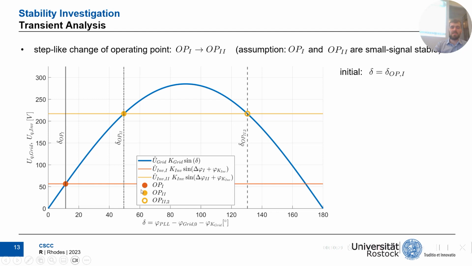So now this is the same diagram, but now we are considering a step of the operating points. At first, we are at operating point 1, and then all the control input YL values step up, so that the target operating point is this yellow one here. But initially, the system is in the state delta equal to delta operating point 1. And now we can look at some intervals.